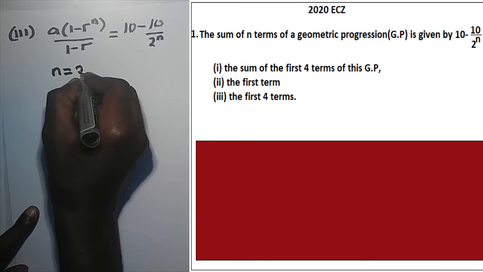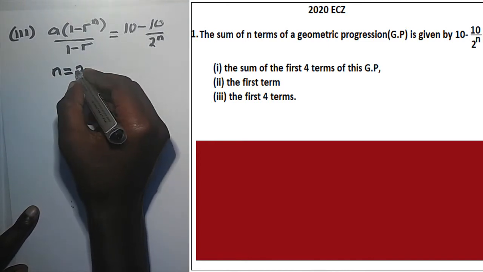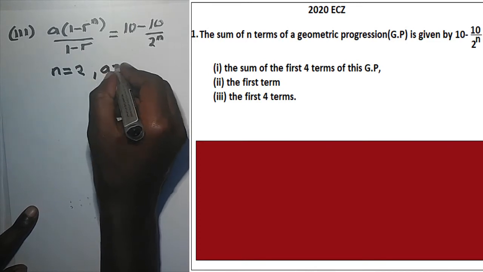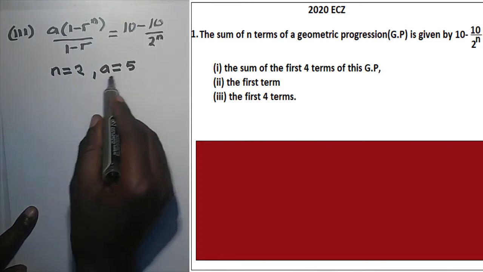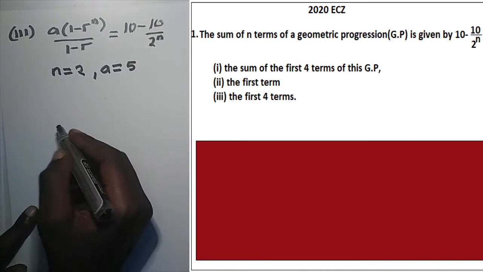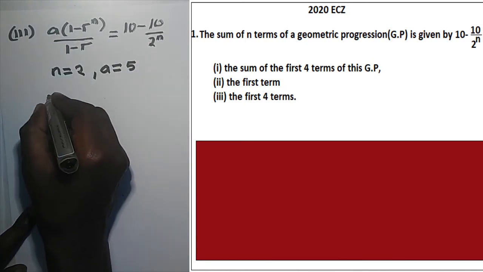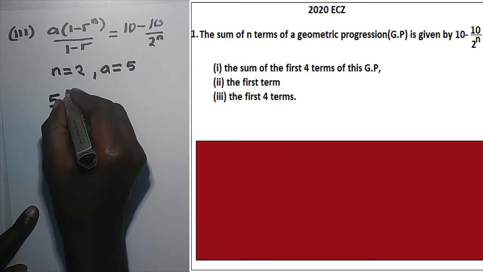N is equal to 2. And so not only n is equal to 2, but we also found our a, which is our first term, it's equal to 5. So we are going to substitute these into this equation here. So where there's a here, I'll put a 5. We'll replace that with 5.